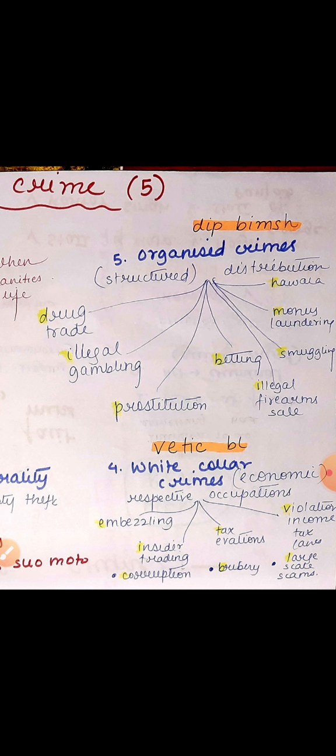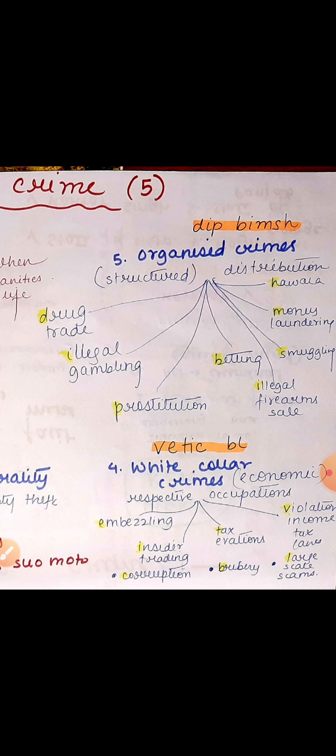I know these mnemonics don't make sense, but I think this will help you to remember. And also, white collar crimes also include corruption, bribery, and large scale scams. These are other examples which you can write in your answer. Then the last category is organized crimes.